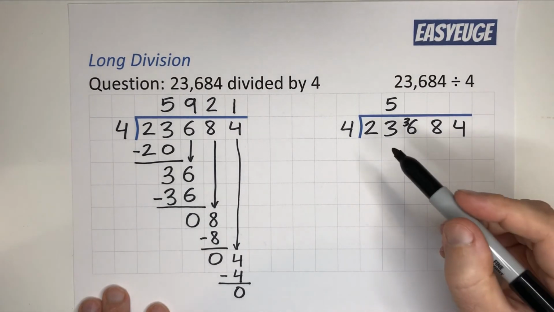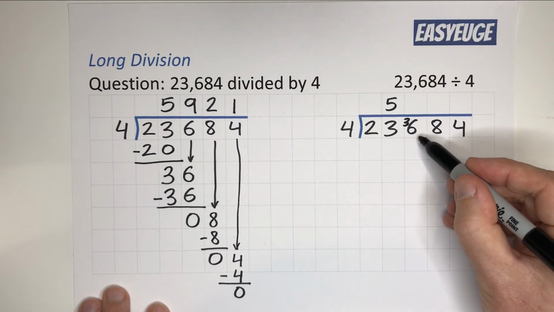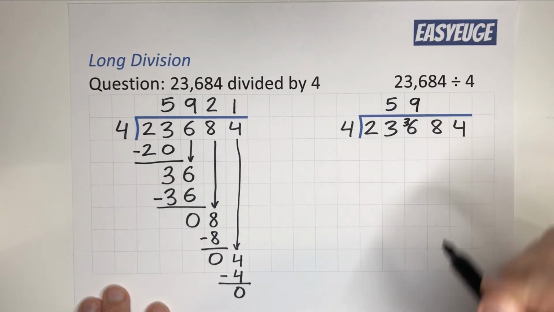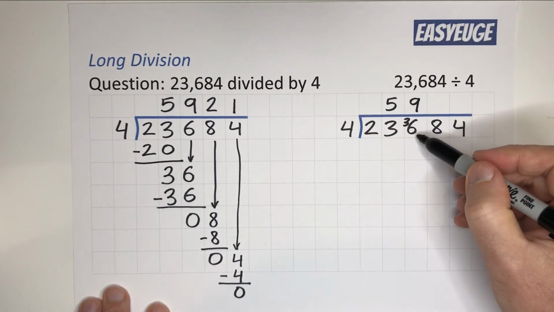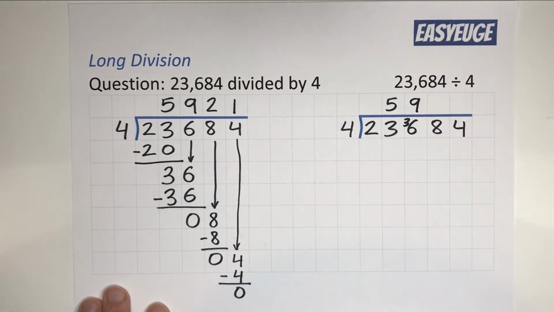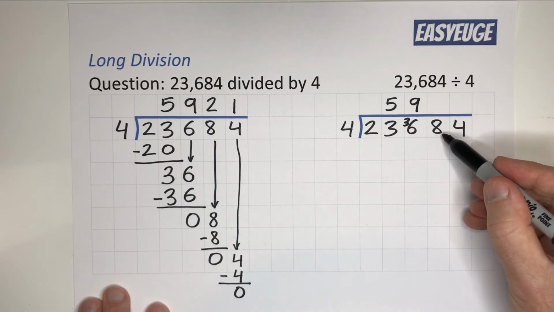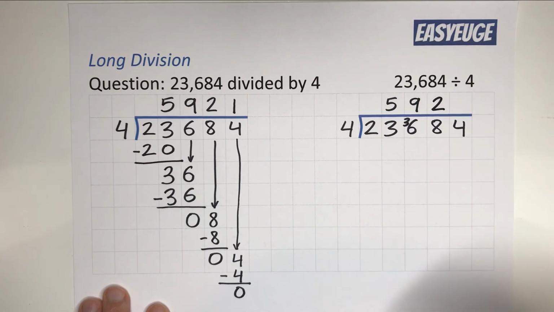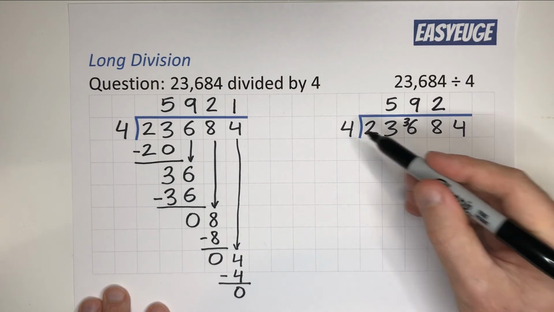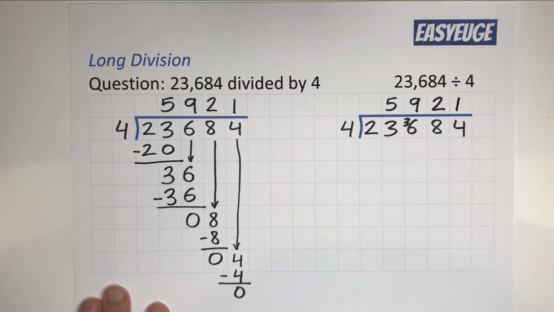Okay. How many times will 4 go into the next number, which is now 36? And 4 will go into 36 a full 9 times, because 4 9s are 36. Okay, we're finished with this number. There's no remainder to carry into the next box. How many times will 4 go into the number 8? And the answer is 2 full times. And there's nothing to carry into the next box. And how many times will 4 go into the number 4? And it will go in 1 full time.